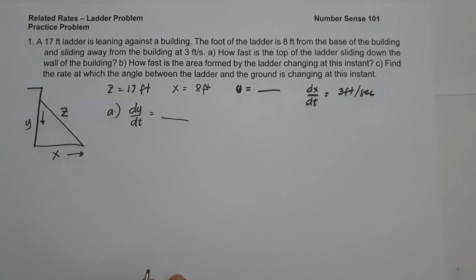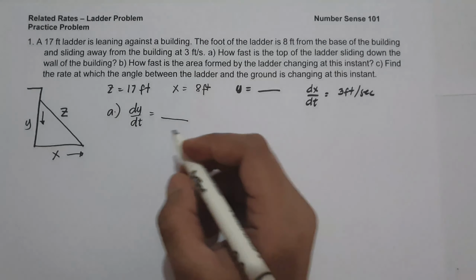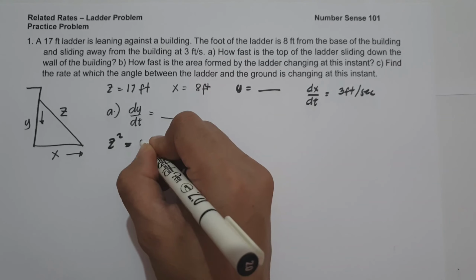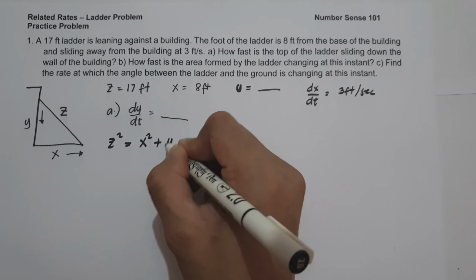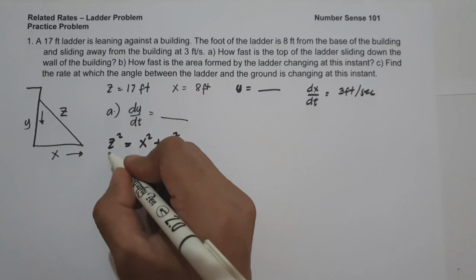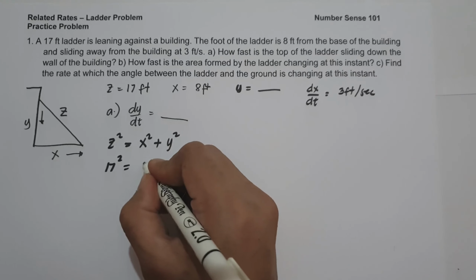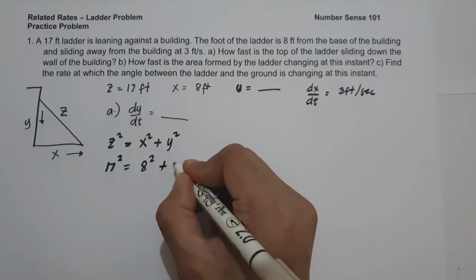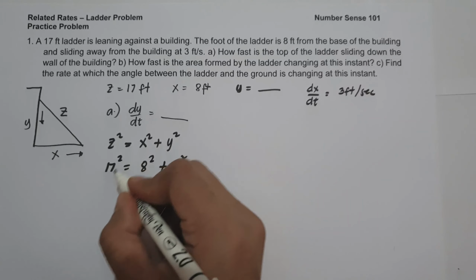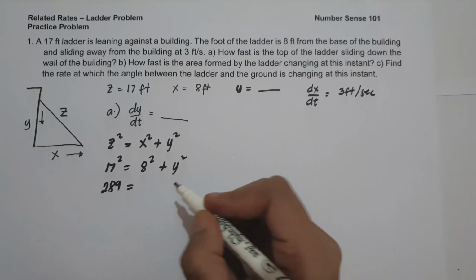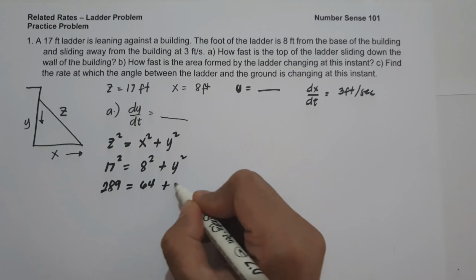But let us find first the value of y using the Pythagorean theorem. Let's have z squared equals x squared plus y squared. z will be 17 squared, x will be 8 squared, plus y squared. 17 squared, that is 289, and then 8 squared, that is 64, plus y squared.